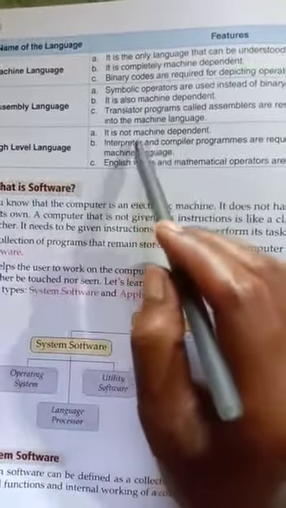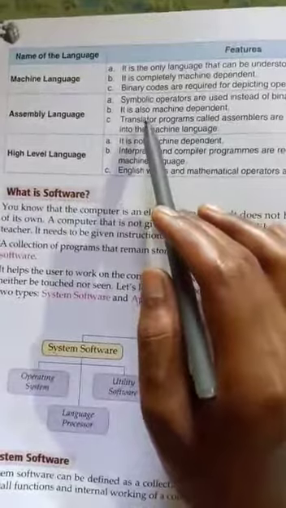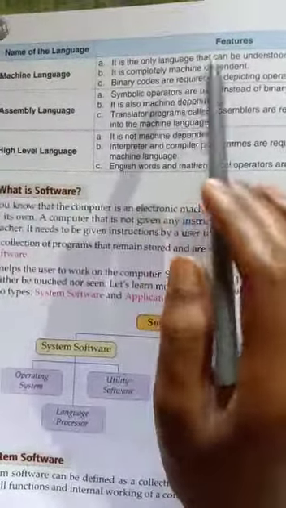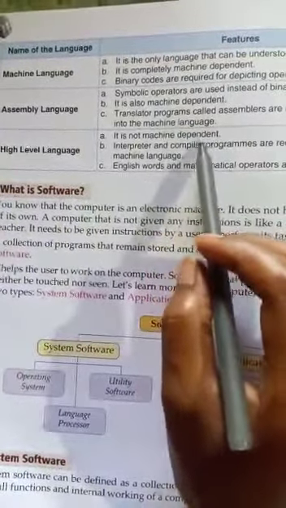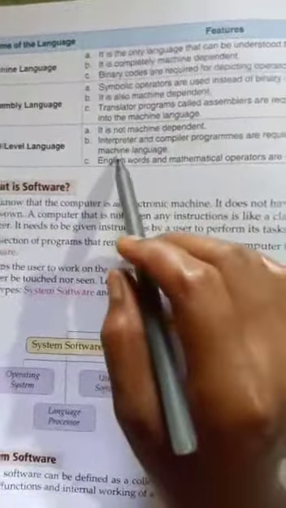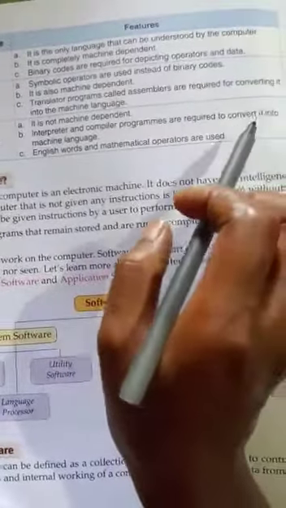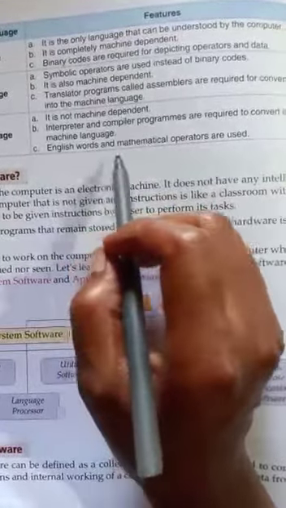High level language, it is not machine dependent. Machine language and assembly language, both languages are machine dependent, but high level language is not machine dependent. Interpreter and compiler programs are required to convert it into machine language. English words and mathematical operators are used.